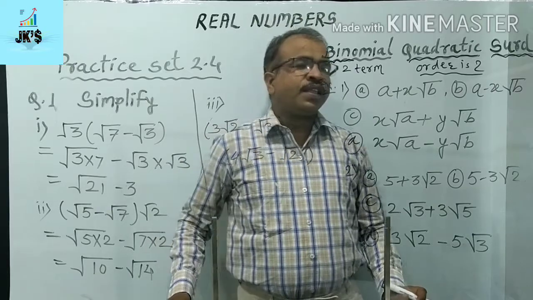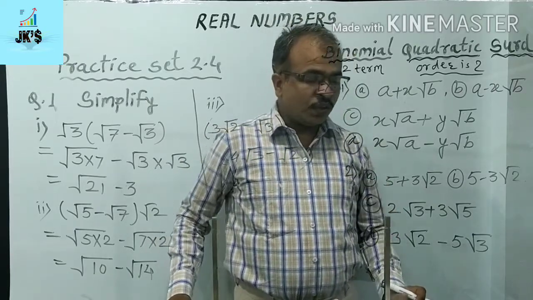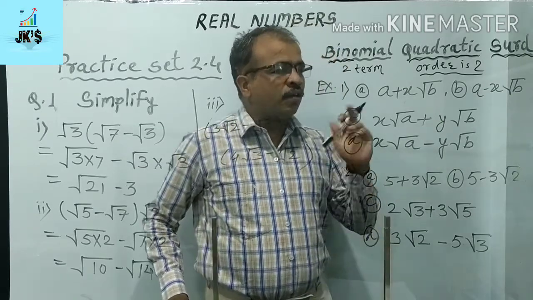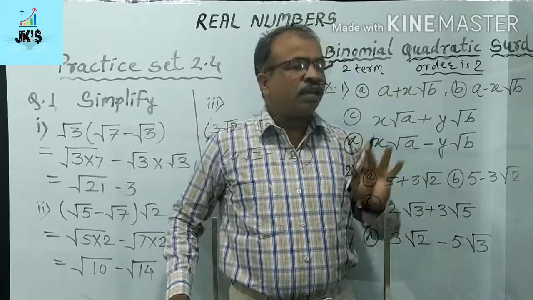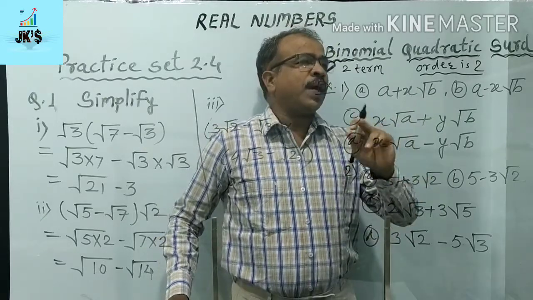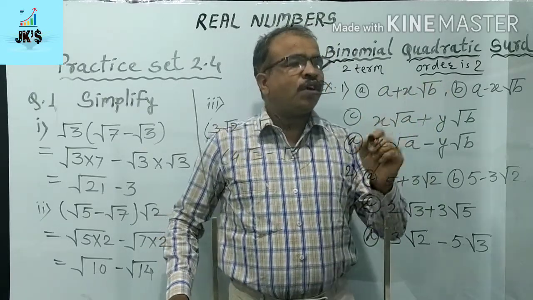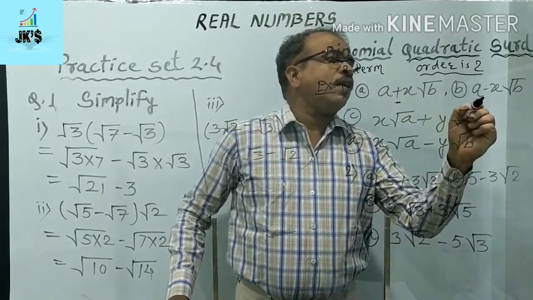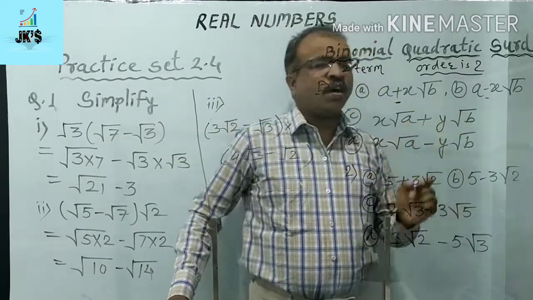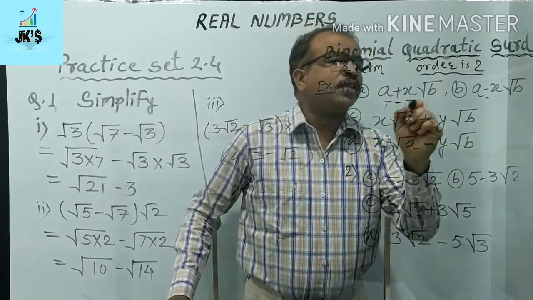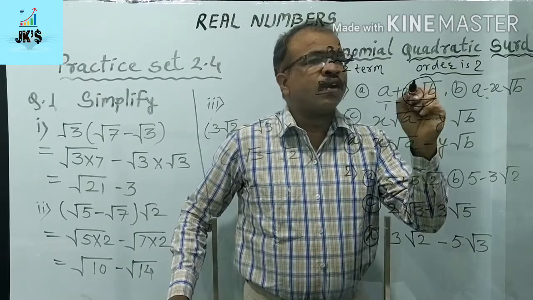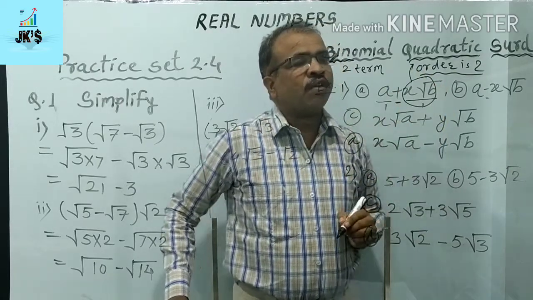The actual definition is the sum or difference of two numbers, one of which is a quadratic surd and another one is a non-zero rational number or a quadratic surd. It is known as a binomial quadratic surd. Means what? It is a sum or subtraction, sum or difference of two terms. This is the first term, this one is the second term. Out of which one is a quadratic surd.